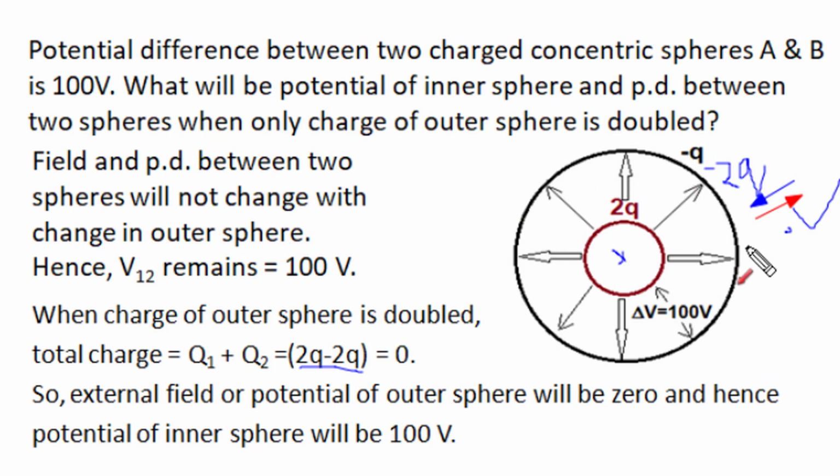So the potential of outer sphere when q1 plus q2 is 0 is zero, and potential difference won't change as charge of inner sphere has not changed, so it will remain 100 volt. Potential of outer sphere is 0, potential difference is 100 volt, so potential of inner sphere will become plus 100 volt.